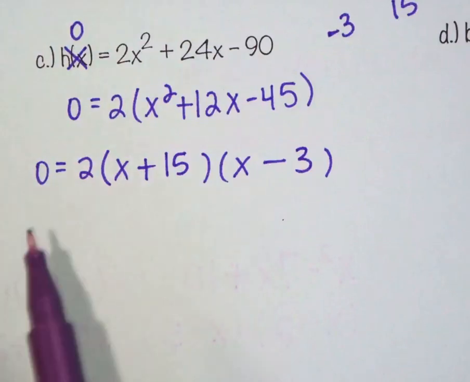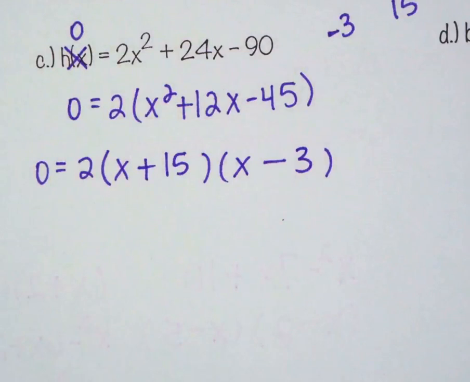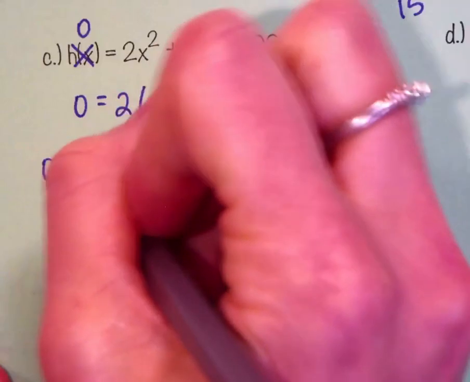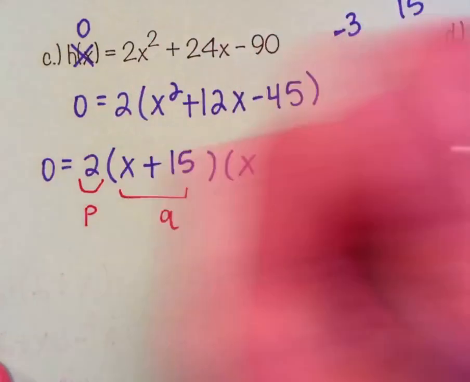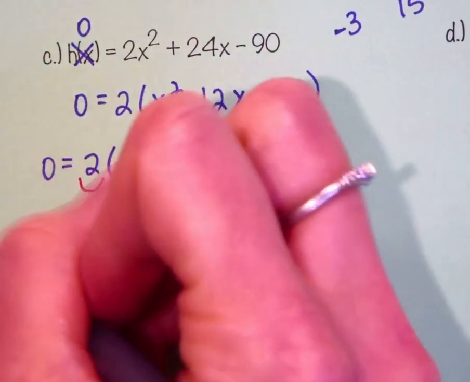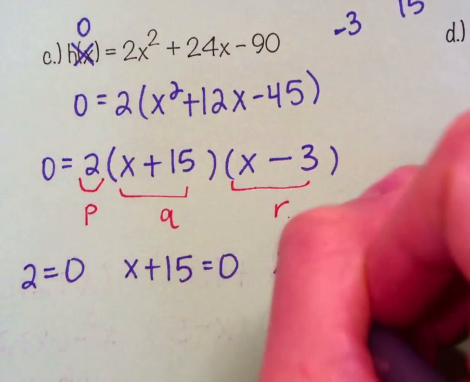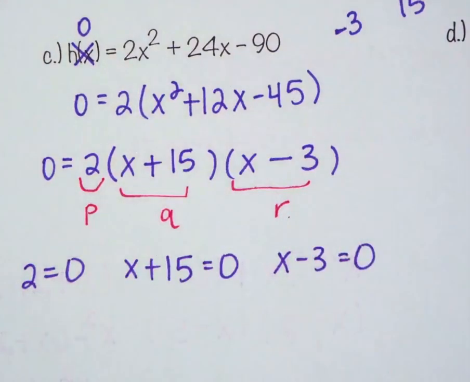Okay, so now this one looks a little bit different because I've got this 2 out front. Sometimes we will have 3 factors. So then we can think, all right, if P times Q times R is 0, and I just added that R because that's the next letter in the alphabet, so treat that as P times Q times R, one of those factors has to be 0. So either 2 would equal 0, x plus 15 would have to be 0, or x minus 3 would have to be 0.